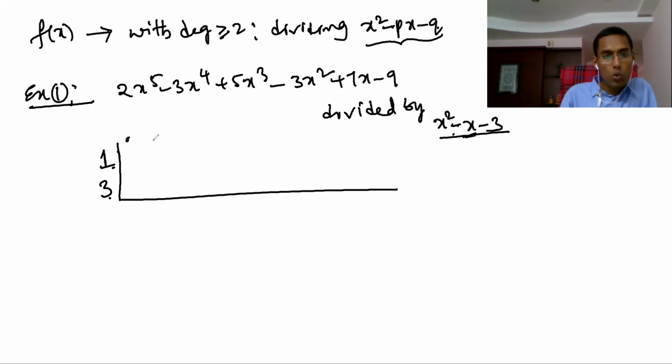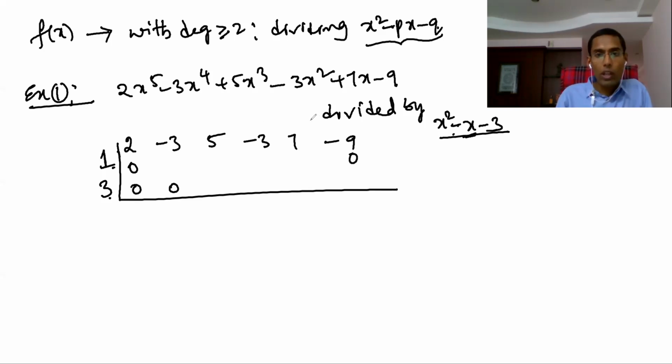Here 2, this is minus 3, this is 5, this is minus 3, this is 7, and this is minus 9. Here you have to put 2 zeros, and here is 0. Here also you have to put 0. This is a method. Why it works, we'll learn later.